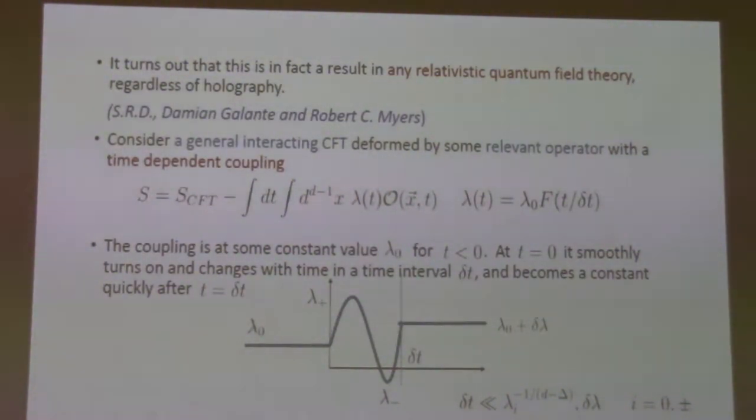Okay. There are several scales in the problem, the maximum value of lambda, the minimum value of lambda, the original lambda, the final lambda. The fast regime is defined to be the regime where delta t is smaller than all the scales in the problem. It's the smallest length scale in the problem. Okay.